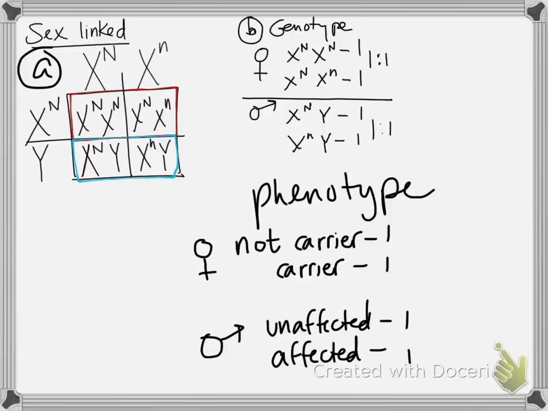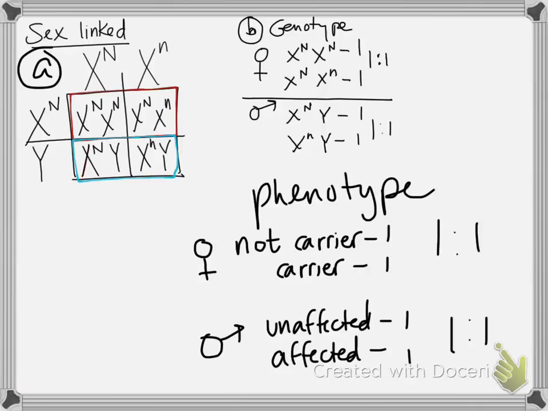It's possible that a hemophiliac male would coincidentally meet up with a carrier female. I don't know what the incidence of carrier females is, but it's possible. It could happen. It's unlikely, though. A lot of things have to fall into place. So the phenotype ratio for females is 1-to-1, carrier, not carrier. For males, unaffected, 1-to-1, affected.